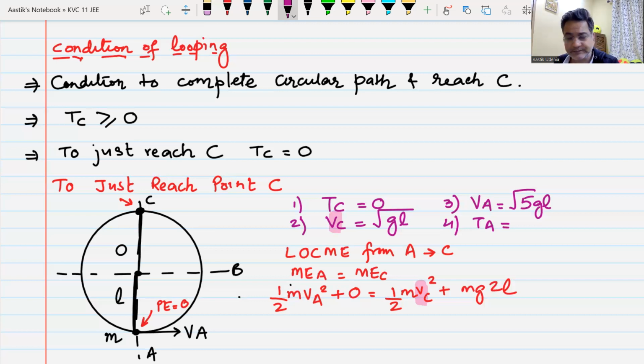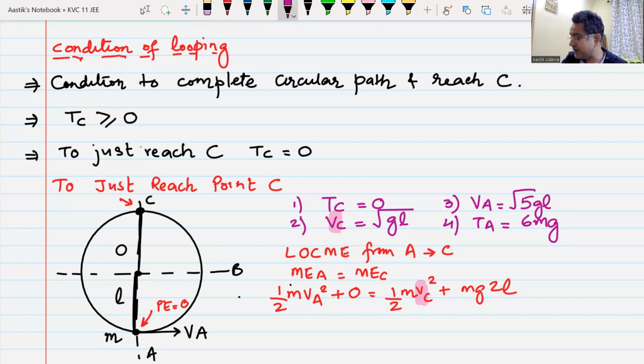No one knows it? How much is the tension at point A? mv square by L. 6 mg. That is what you will get, 6 mg. And how do we get this?